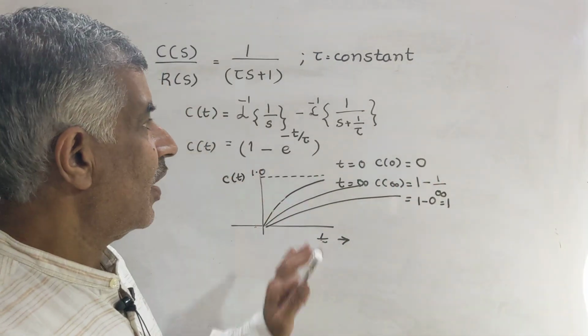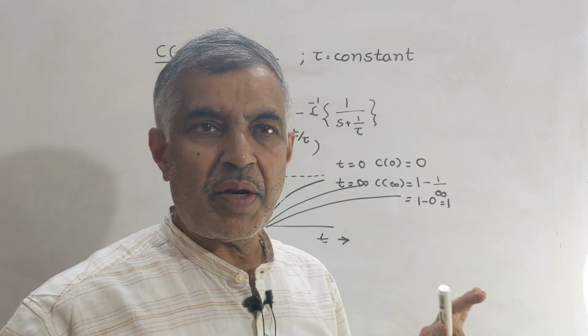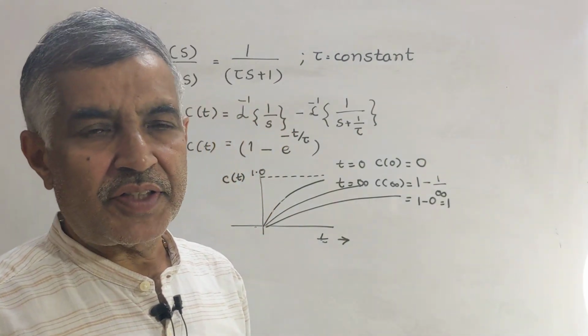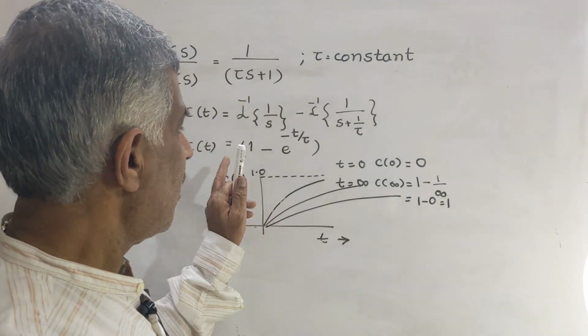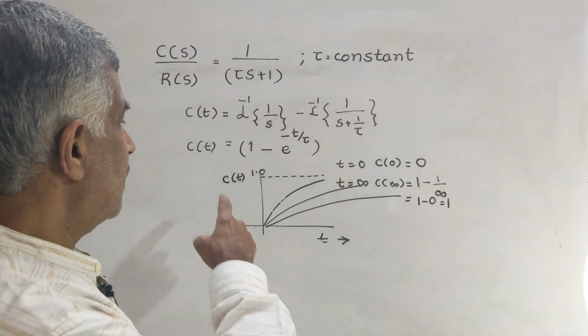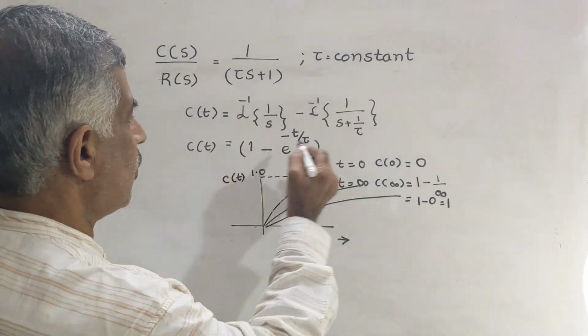So this is what is called the step response of a first order system subjected to step input. So this is C of t. One has to remember this.